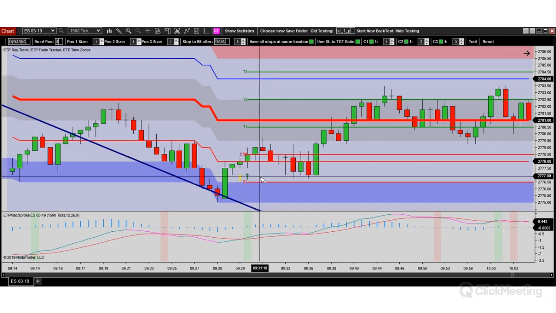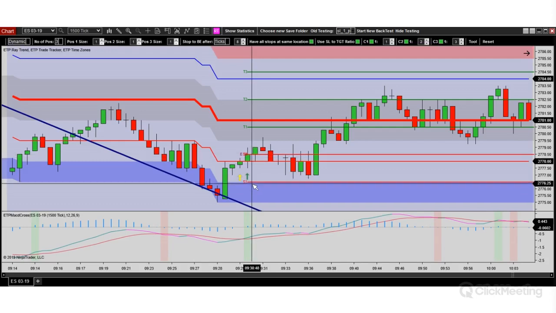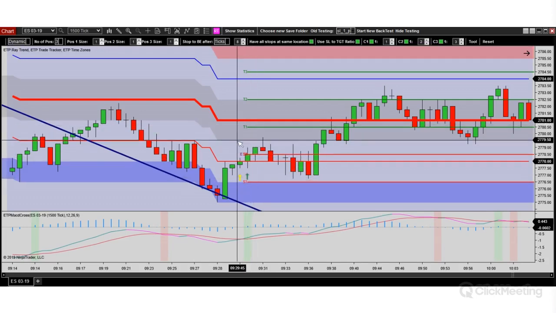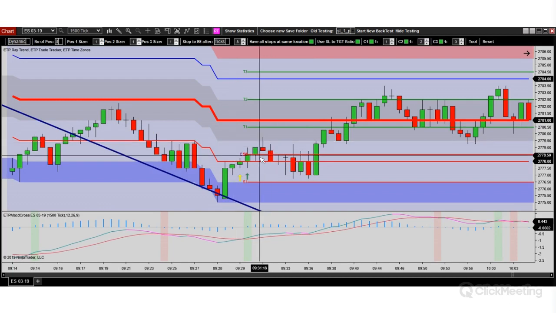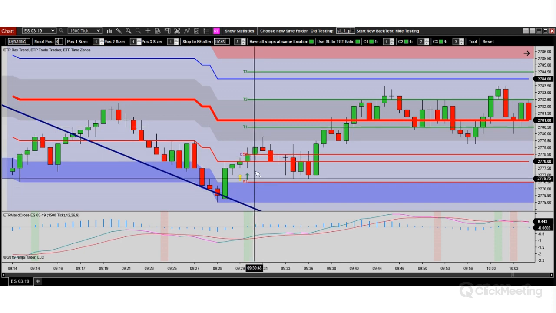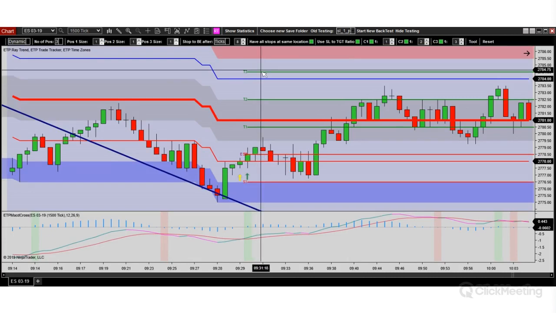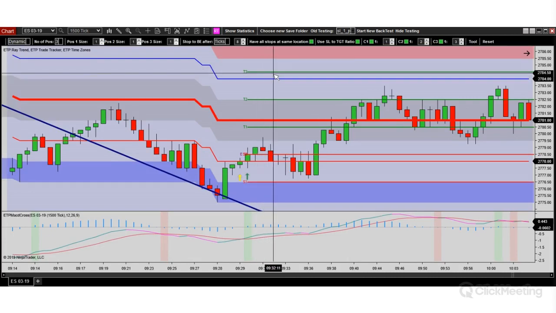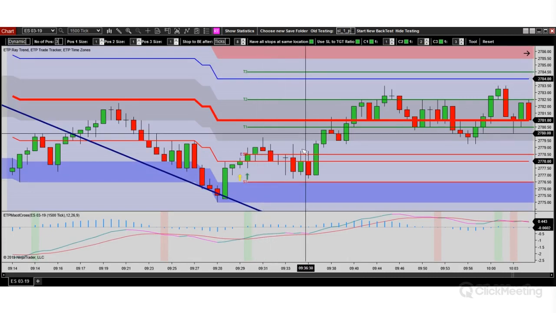Okay, now the targets are a 1-to-1. Target 1 is a 1-to-1 stop to target ratio. So your stop is here. Your target 1 is a multiple from your entry to your stop times 1. Your target 2 is from your entry to your stop times 2, and your target 3 is from your entry to your stop times 3. Okay, did everyone get that?